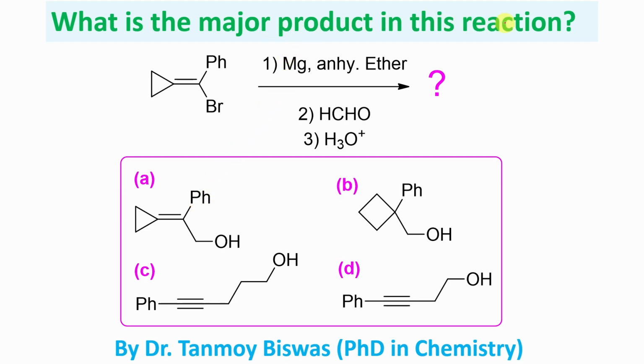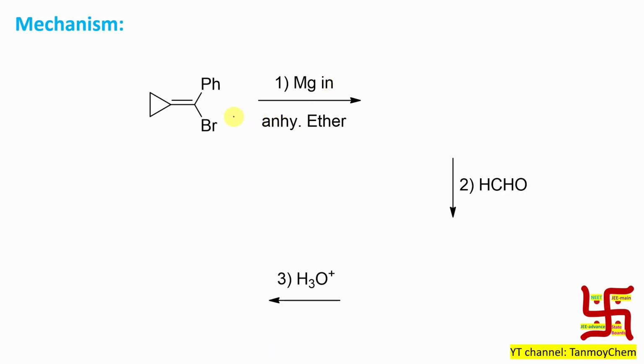Now what is the major product of these reactions? If you look here, there is magnesium in anhydrous ether in the first step, and this side there is a 3-member ring with a Br. From there you can understand there is a carbon-halogen, actually C-Br bond. Magnesium in anhydrous ether means it's a Grignard reagent preparation.